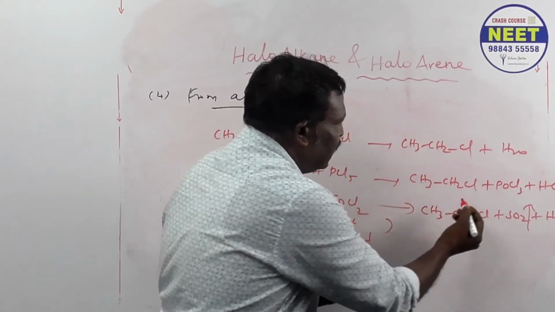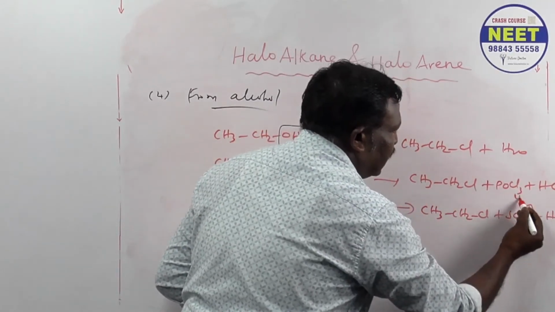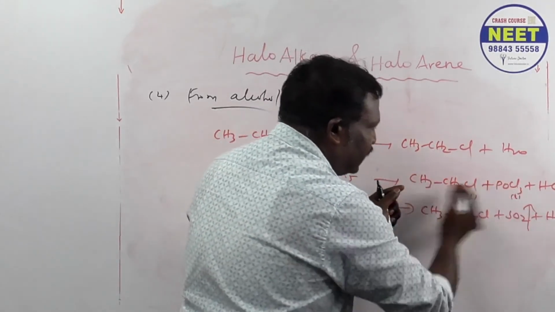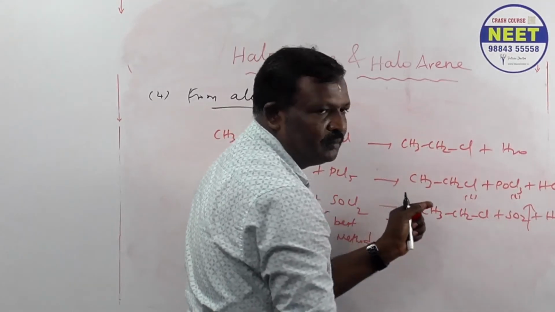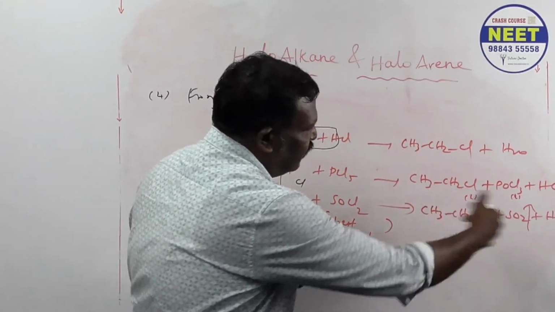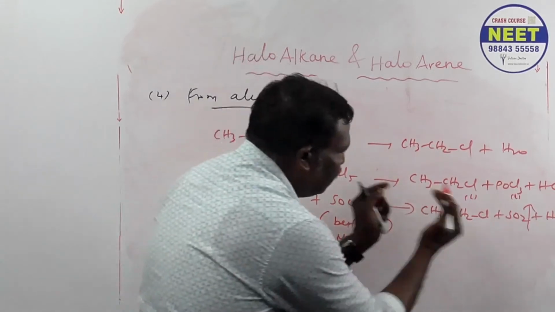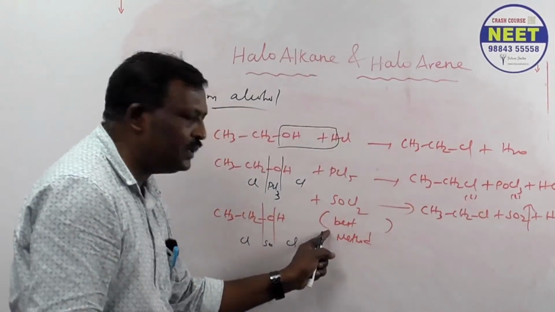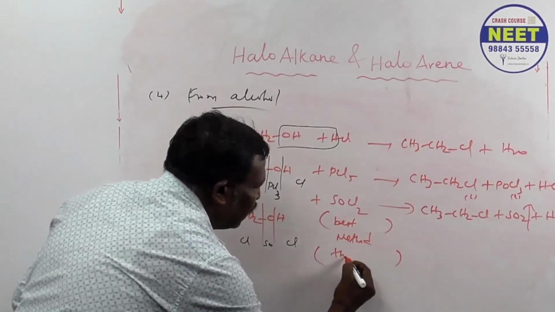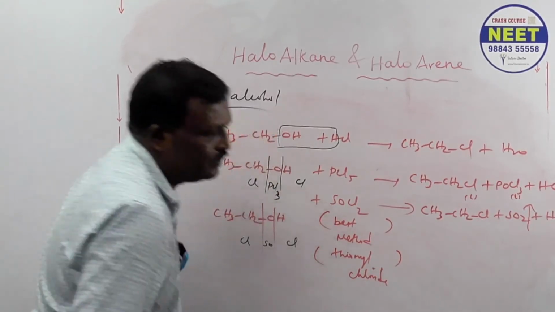Suppose this is volatile and this is not volatile, it is in liquid state. Both are together in the vessel, and now we have to separate these two. It will take some time and we have to follow another process. But here it is not like that. The other products easily escape as volatile compounds and now we have only the main product. That's why I am saying this is the best method. Just remember, the name is thionyl chloride.